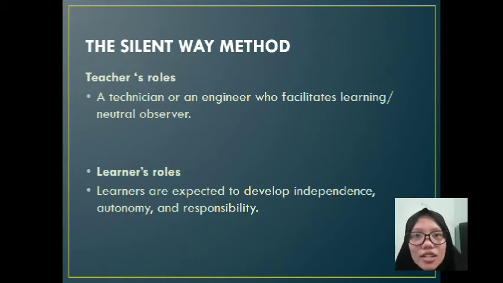Okay, in the learner's roles, there are four. The first, learners are expected to develop independence, autonomy, and responsibility. Number two, the absence of correction and modeling requires students to develop inner criteria and to correct themselves. Number three, learners will work collectively rather than competitively. And the last is, a learner should be a teacher, a problem solver, and a self-evaluator.